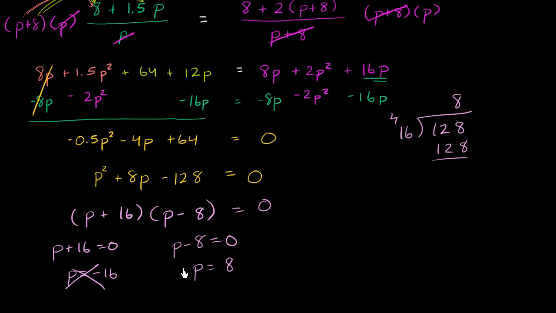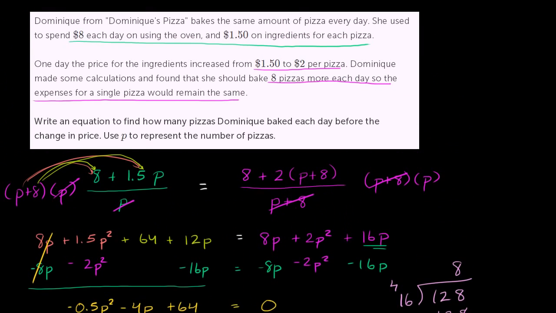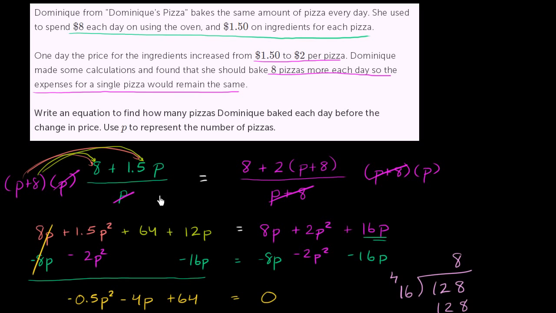So if we want the solution to the original question, the number of pizzas she made before the increase in price, she made 8 pizzas per day. So p right over here needs to be equal to 8. So before the change in price, she made 8 pizzas a day. After the change in price, she made 8 more pizzas a day, or 16 pizzas per day.